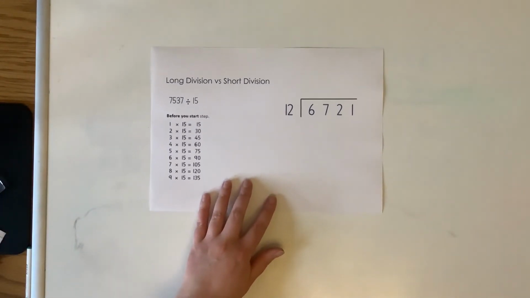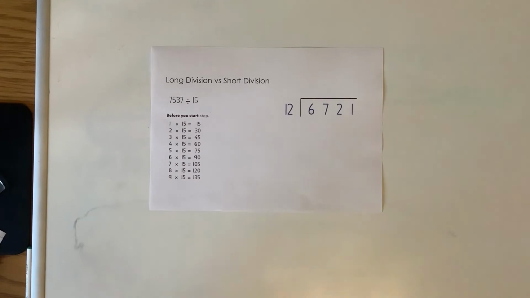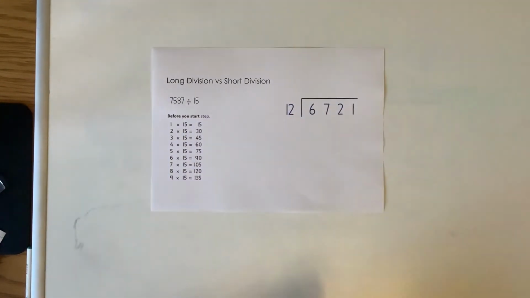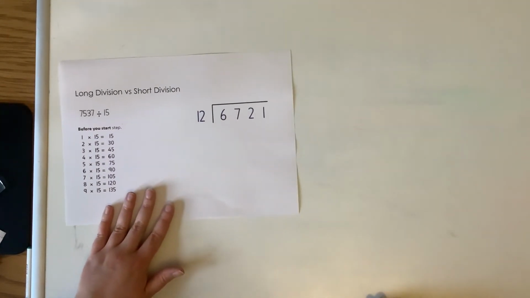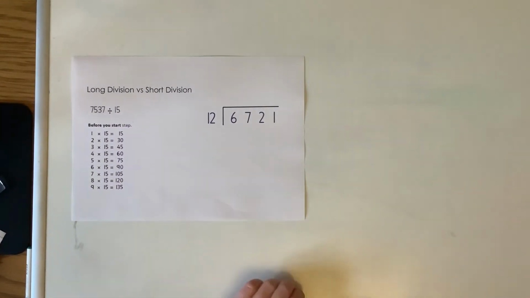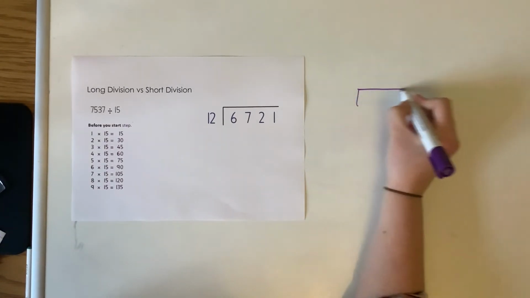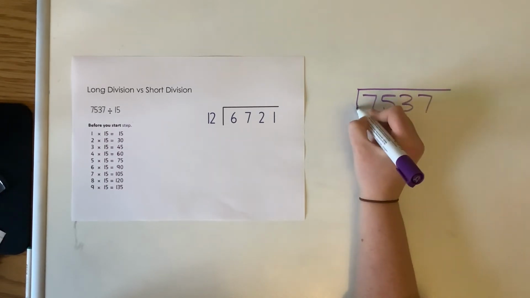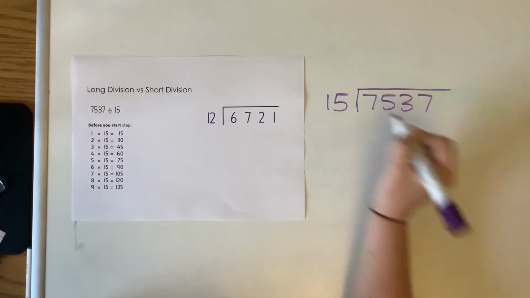Obviously, there are two different methods that we can use for division. We've got long division and short division. What I'm going to do is just very quickly recap long division for this calculation and short division for this calculation, and then I will get you to have a go. So I'm going to do 7,537 divided by 15 using long division.